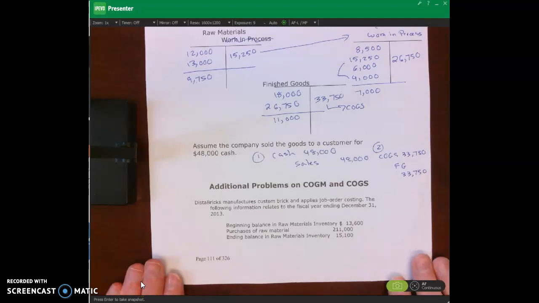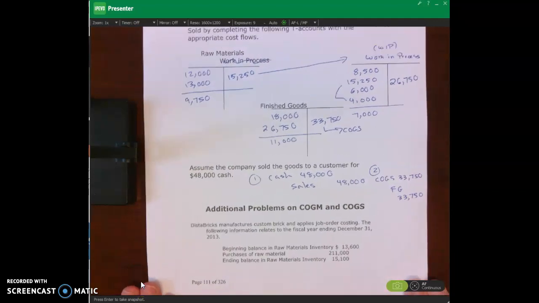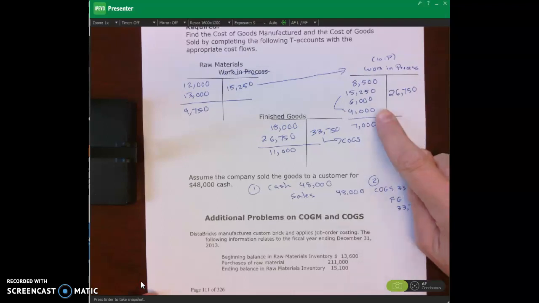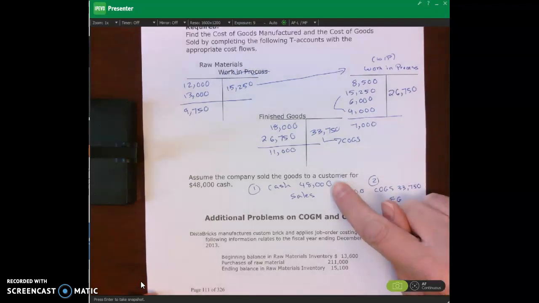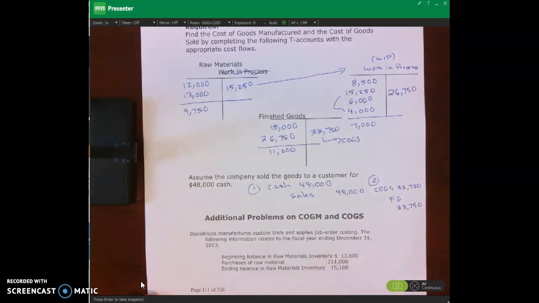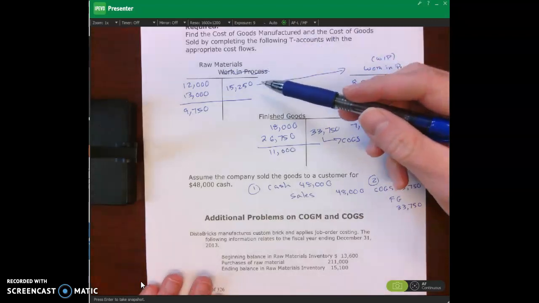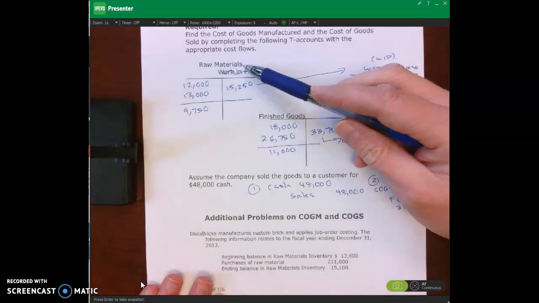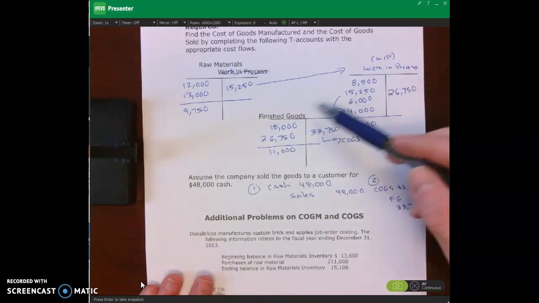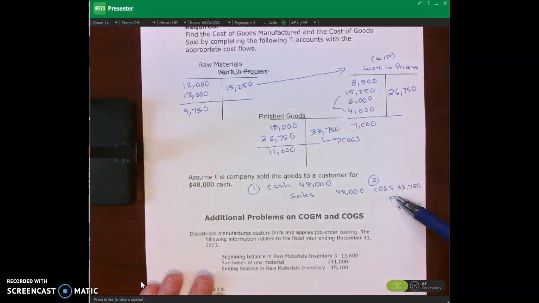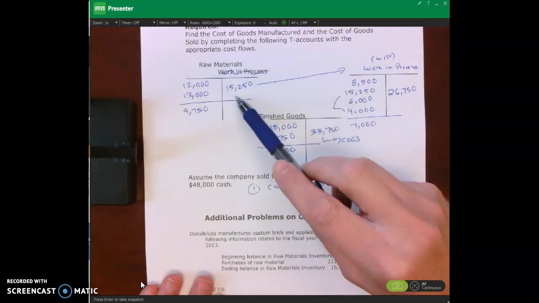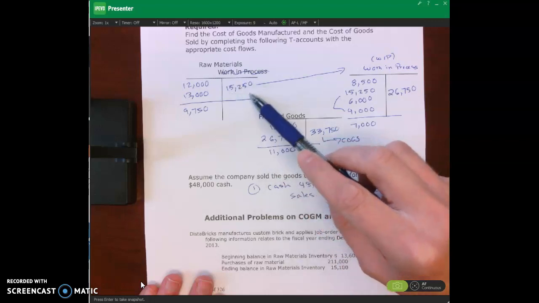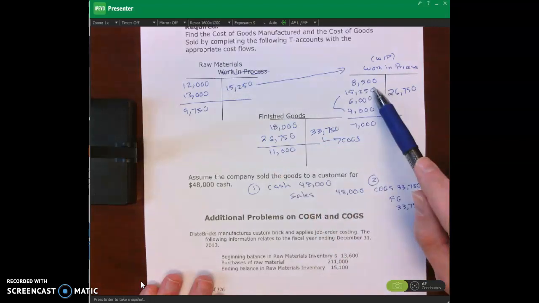Hello. In this lecture video, I'll be going over this problem again in a little bit more detail, and then talking about this journal entry, and then also doing some additional problems on cost of goods manufactured and cost of goods sold. So as we looked at over here, I just want to comment on a few things. Remember, the cost flows go from raw materials to work in process to finished goods, and then eventually down to cost of goods sold.